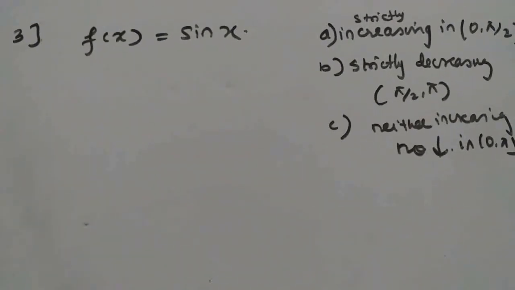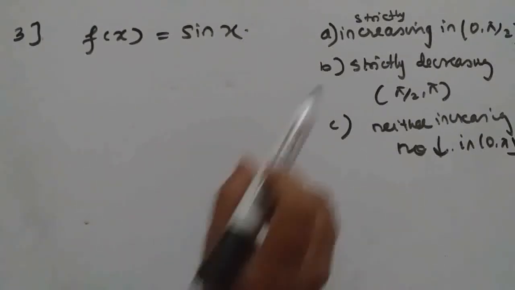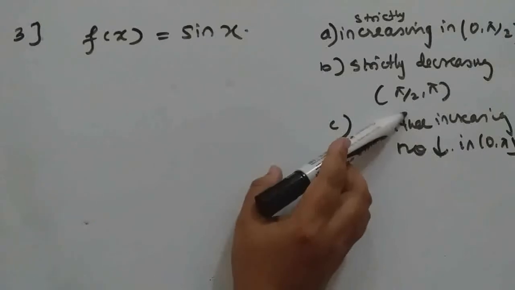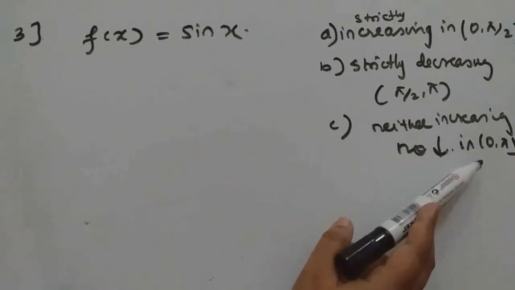Question number 3 is, show that the function given by f of x equal to sin x is strictly increasing in 0 comma pi by 2, decreasing in this interval, and neither increasing nor decreasing in 0 comma pi.